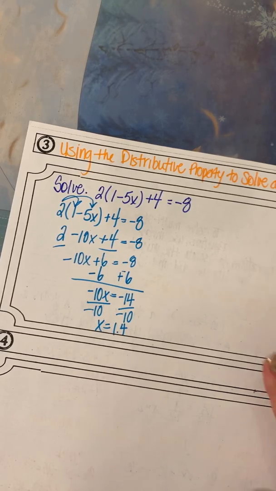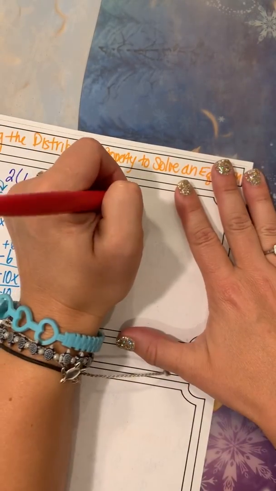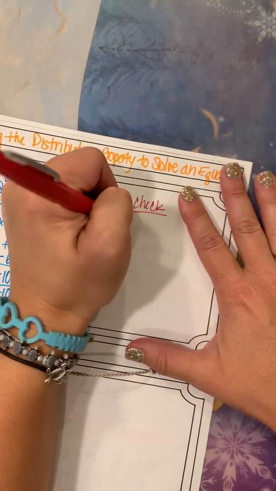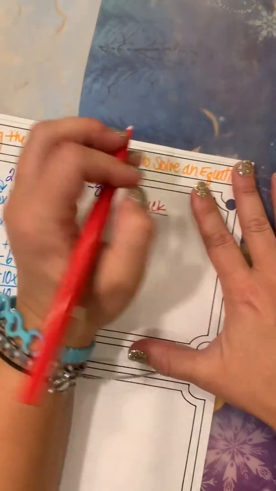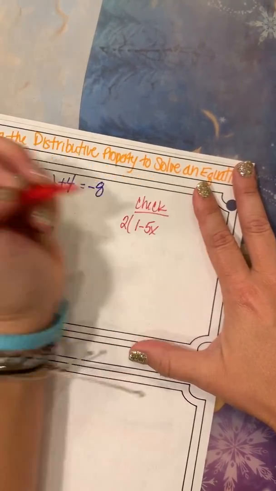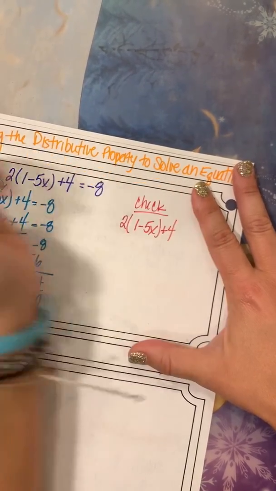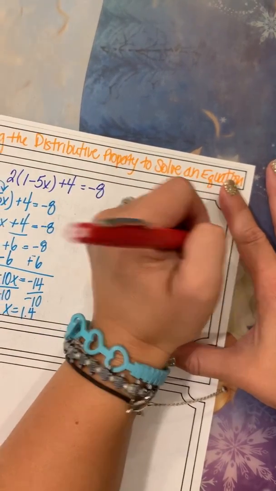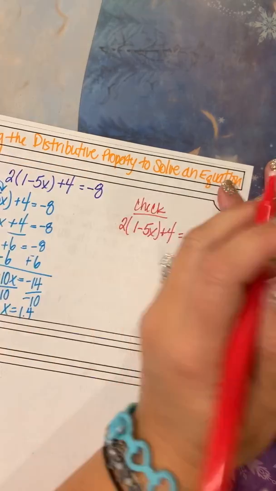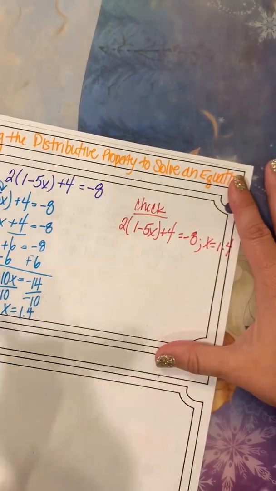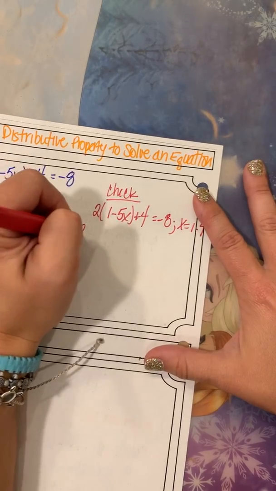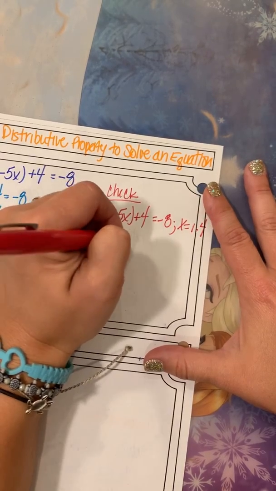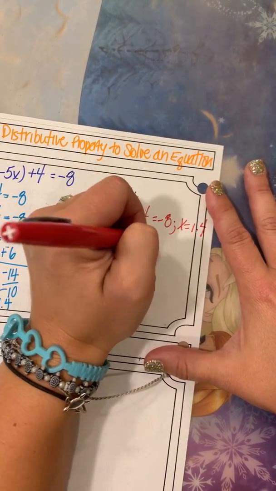Okay, so before we're finished with this one, we have to, yep, your favorite part, check it. Writing the original equation, so I have 2 times the difference of 1 minus 5x, plus 4 equals negative 8; x equals 1.4. So now I'm going to substitute that in. So 2 times the difference of 1 minus 5 times 1.4, plus 4 equals negative 8.